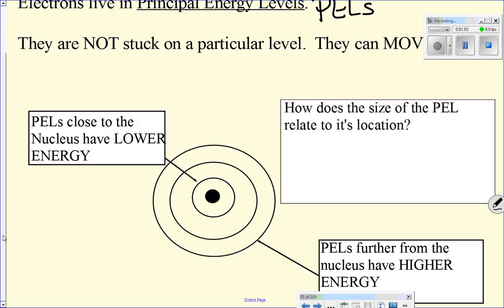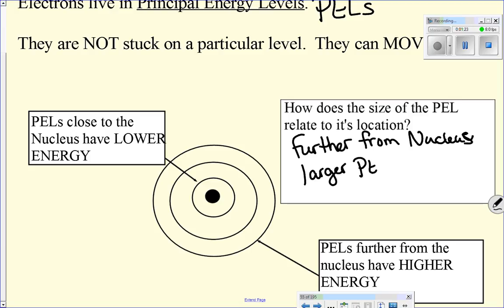The capacity or the size for a PEL, how many electrons it can hold, is related to location. Further from the nucleus, you're going to have larger PELs, and therefore they can hold more electrons. Now we depict this as circles. It's not completely true, but there's kind of a spherical nature to it. So the outside of a sphere has a lot more area to hold things than an inner part of a sphere.